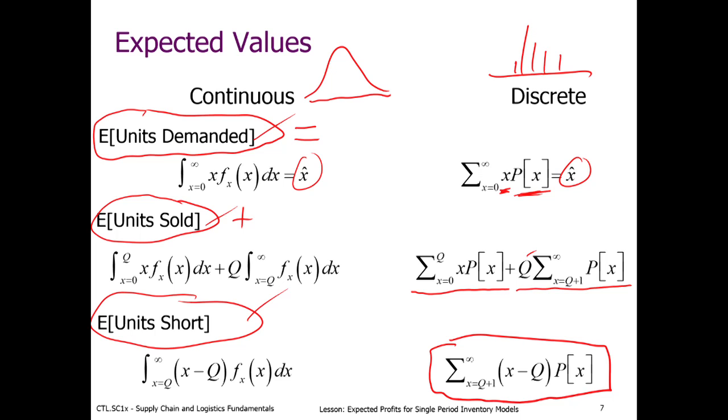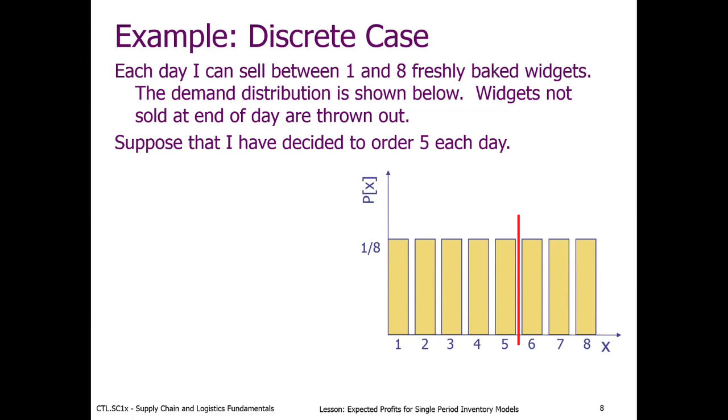So now let's go into the expected units short, and I'm going to explain this through a simple example of a discrete case. So suppose I'm selling freshly baked widgets. We don't know what widgets are, it doesn't matter. Here's the demand distribution. I'll sell between 1 and 8, with equal probability for each, so it's 1/8 or 0.125 probability for each. At the end of the day, all the widgets that are not sold are thrown out. So therefore, it's a newsvendor problem. It's a single period inventory model. And suppose, based on my critical ratio and all that, I'm going to order 5 units each day. So my Q equals 5. I'm giving that to you.